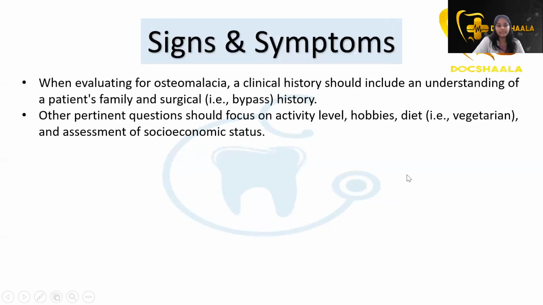And coming to the signs and symptoms. As we know that the bone mineralization is affected, the bone becomes soft. So when the bone is becoming soft, there is increased fracture tendency in the individual, right? When evaluating, we have to take the patient's family and also surgical history. Activity level, hobbies, and diet should also be seen.